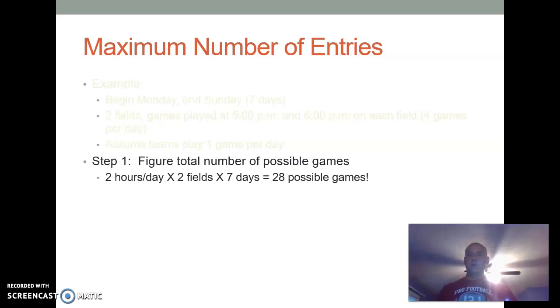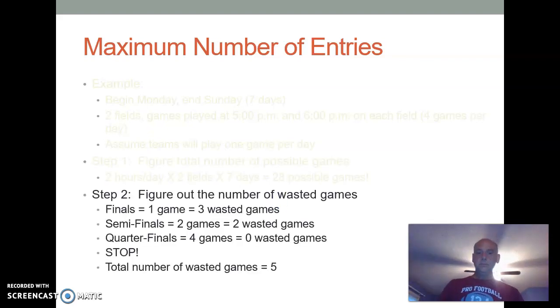Step 1, figure out the total number of possible games. So 2 hours per day times 2 fields times 7 days, we can get 28 possible games. 28 possible games is the maximum number of games that we're doing. Not rocket science math. Just think about the number of hours that we have per day. We only have 2 hours a day, 5 and 6. Number of fields, 2 fields, and we have 7 days to work with. Just multiply it all up, and it gives us the total number of possible games.